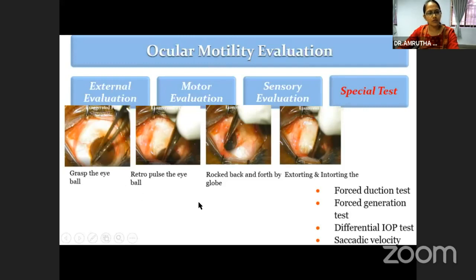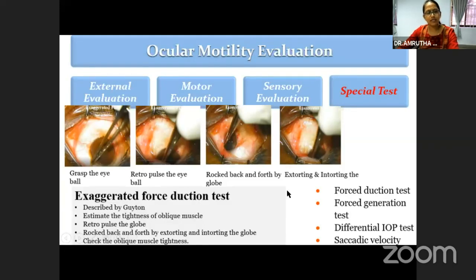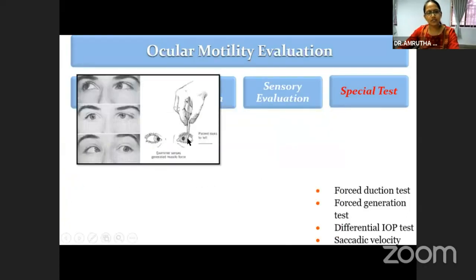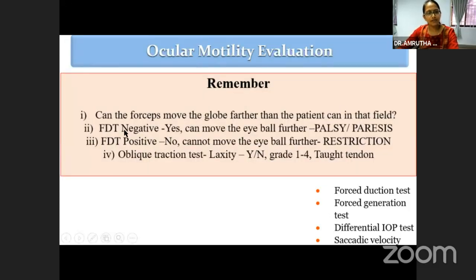Similarly, on table, we can perform an exaggerated forced duction and oblique traction for the obliques as well, to quantify any laxity of the tendon. Force generation is the point beyond which the patient can move. It is not the voluntary movement by the examiner; it is the direction the patient has to move beyond the direction where the extraocular motility limitation is present. It can be quantified as well. So to remember, FDT negative means the eye can be moved further, so we are dealing with a patient with palsy or paresis. If FDT is positive, that means we are not able to move the eye further, and we are dealing with a restrictive pathology.